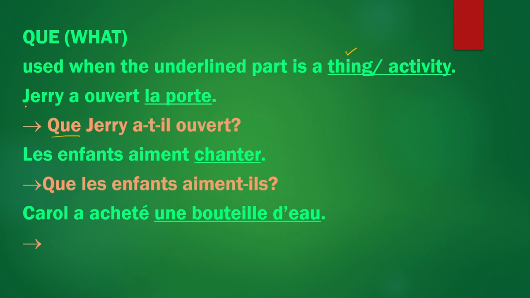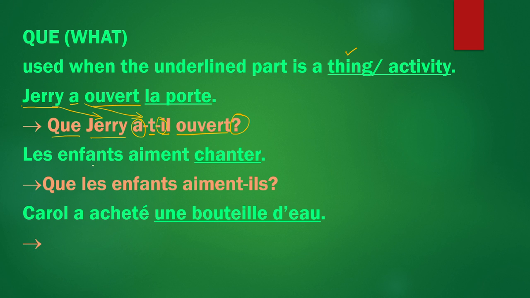Then now see, Jerry. Remember, for a person, the person will retain its place. You will write the verb also. Then you introduce the correct subject. Okay, the correct pronoun. So Jerry is il. You put T because of the clash here. And then if there's anything else, write that and put a question mark. You do it systematically, you will not make a mistake. Que Jerry a-t-il ouvert? Okay.